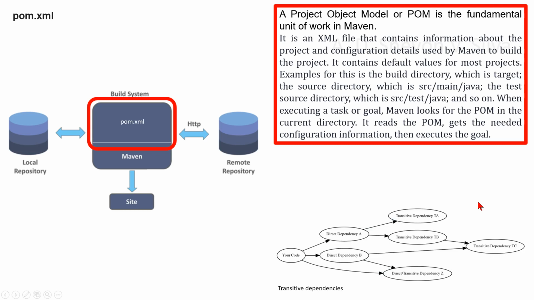Here we are considering transitive dependencies. Direct dependencies are things you use yourself in your own code. Transitive dependencies are things others use for the things you use, pulled in recursively.